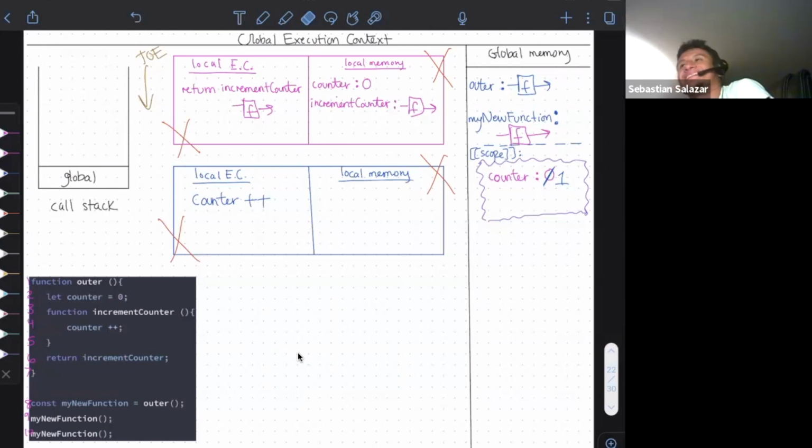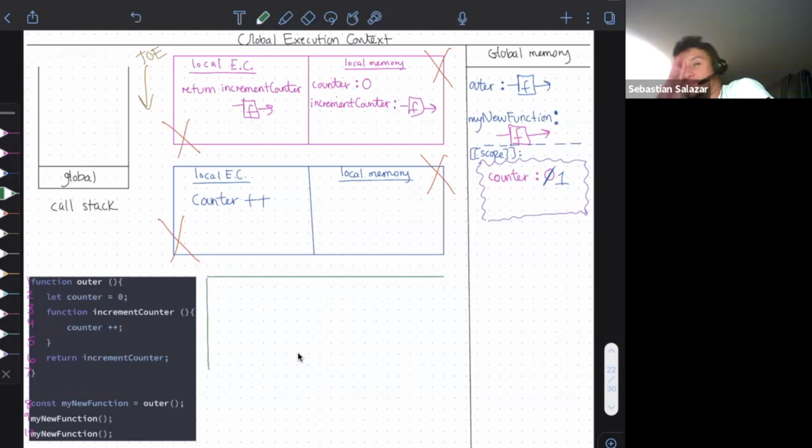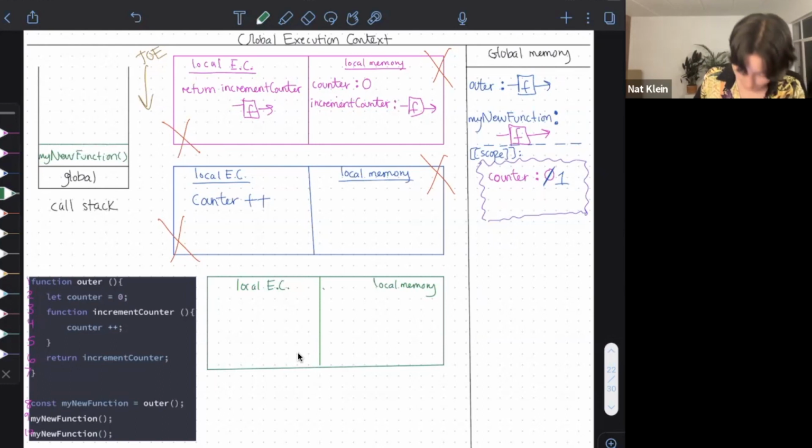So line 10. We're going to once again invoke my new function. And we're going to open a new local execution, a new local memory. We're also going to put the stack frame for my new function onto the global call stack and then weave our tool back into our local execution. Yes, and our thread of execution also weaves into this new local execution context.